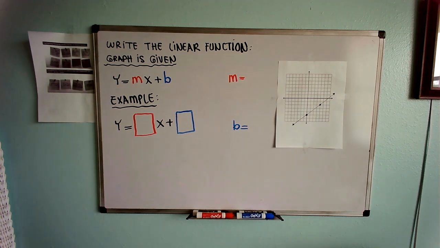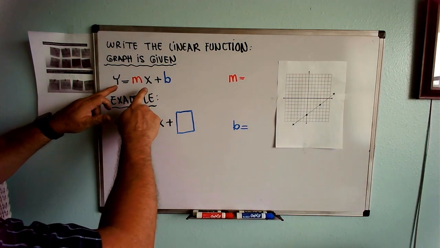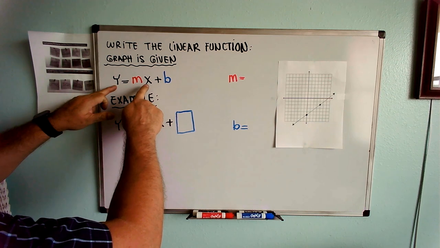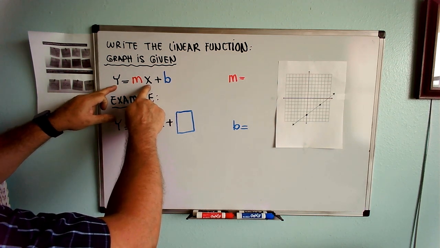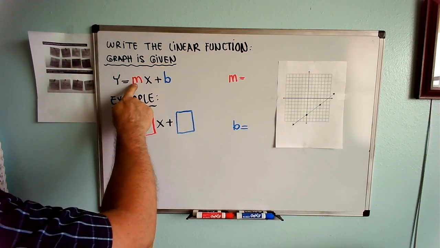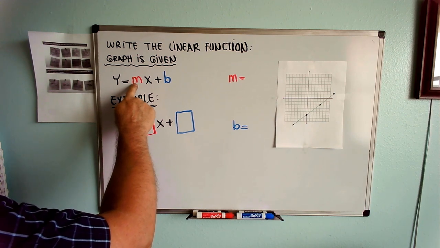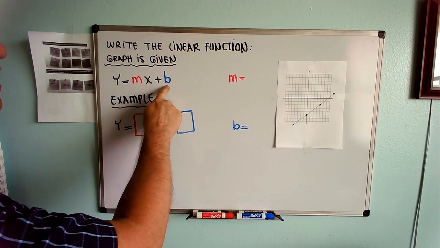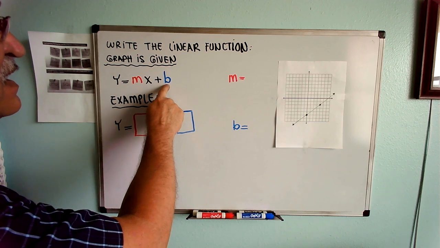The form of the linear function that we are going to use is slope-intercept form. Remember, in the slope-intercept form, both variables are opposite. Y is on one side of the equation by itself, and X is on the opposite side of the equation. M is the slope, a constant rate, and B is the y-intercept.